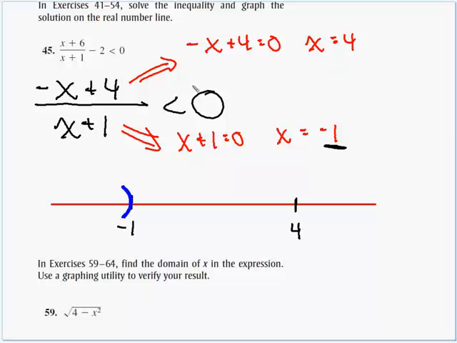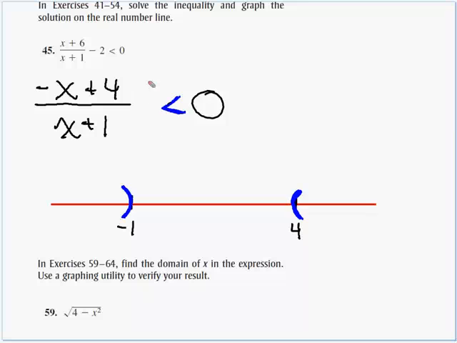And the numerator is dictated by this sign. And we got our numerator's key number at 4. Less than, we don't have the or equal to, so that will also be a parenthesis. Okay, now let's figure out which way those arrows are going and see if I drew my parentheses in the right spot.